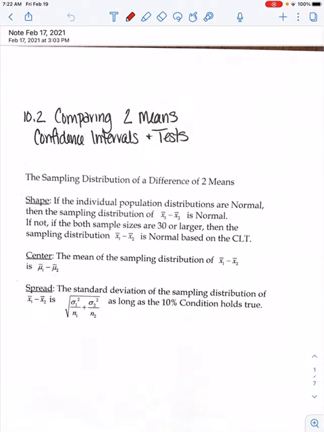The spread, which is the standard deviation. So if we're talking about standard deviation, then you know that the 10% condition must hold true for both samples. The standard deviation is the square root of sigma sub 1 squared over the sample size sub 1, plus sigma sub 2 squared over the second sample size. And that formula is on your formula sheet.